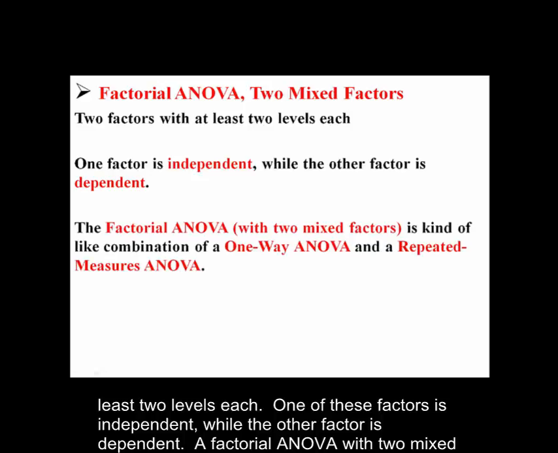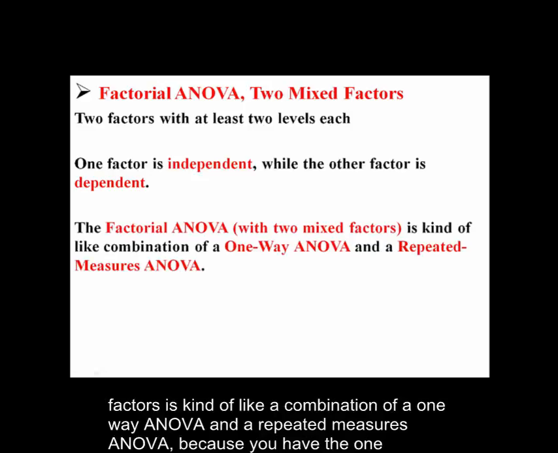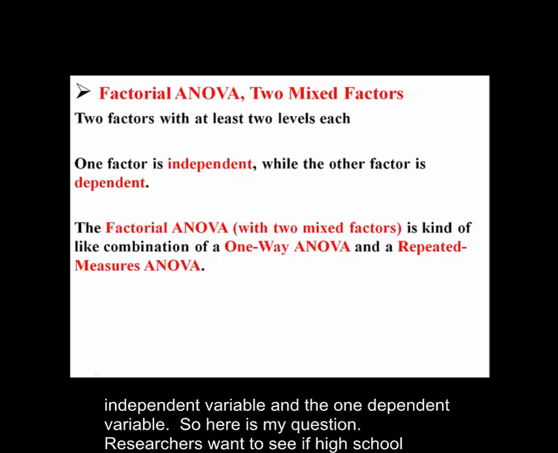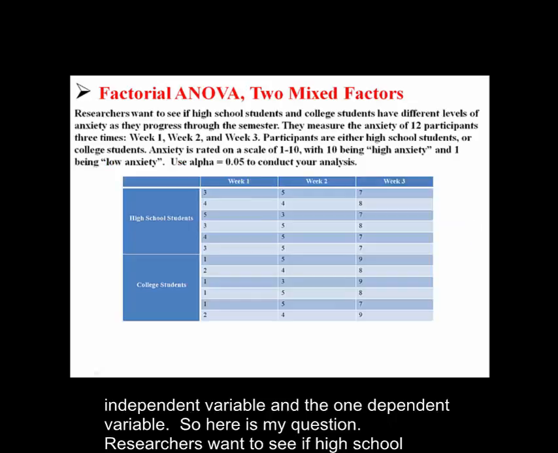The factorial ANOVA with two mixed factors is kind of like a combination of a one-way ANOVA and a repeated measures ANOVA, because you have the one independent variable and the one dependent variable.